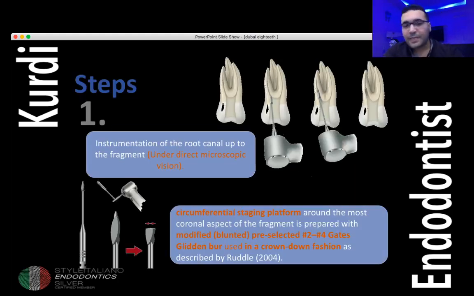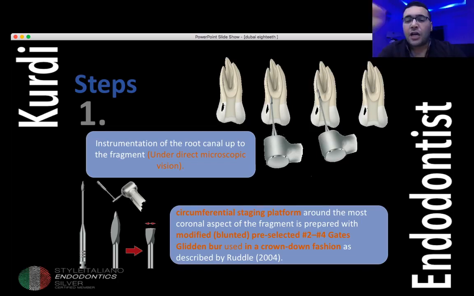Alright, here are the normal steps. I will just mention them in a hurry. First of all, you have to have a good magnification and a good illumination. As I said, you have to see the instrument. So if you want to have this direct access, direct vision to the separated instrument, you have to make this staging platform, this circumferential staging platform.